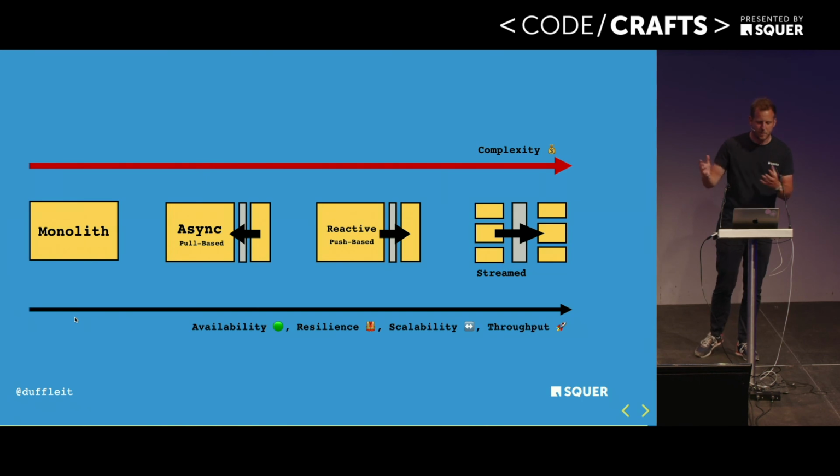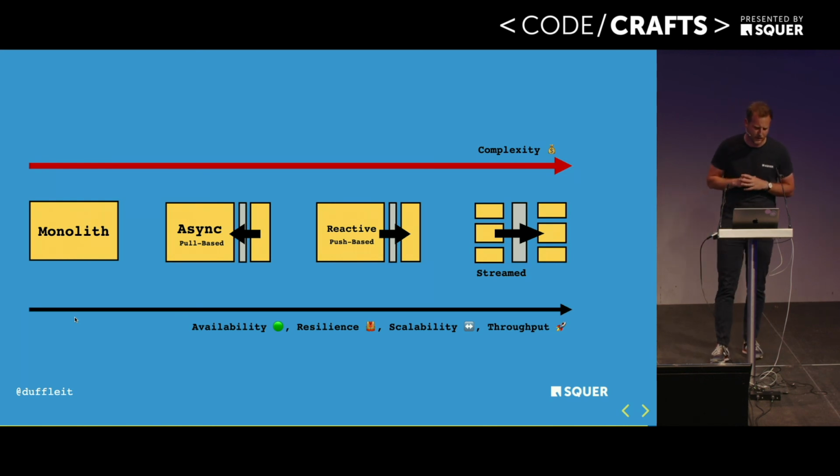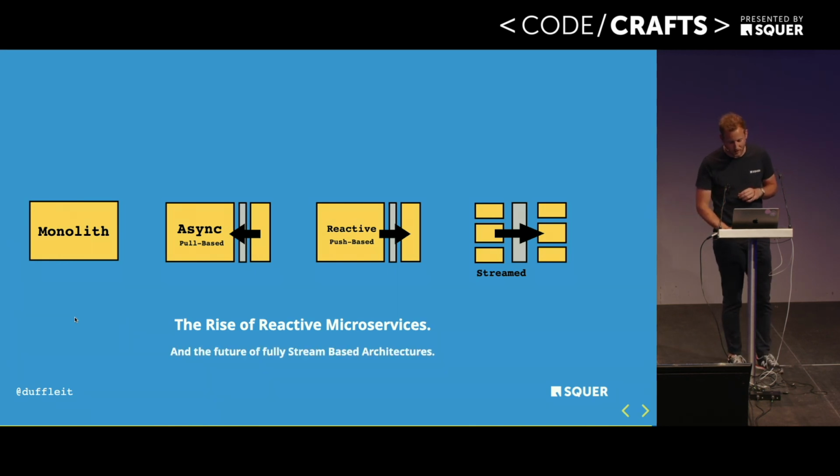So the hard part is actually finding the sweet spot on those lines where you still have enough features from an architectural perspective, but just the right amount of complexity. So that's it, basically. This was the rise of reactive microservices and the future of fully stream-based architectures.